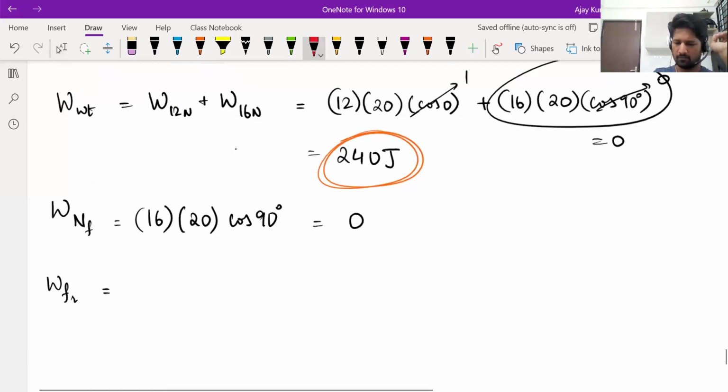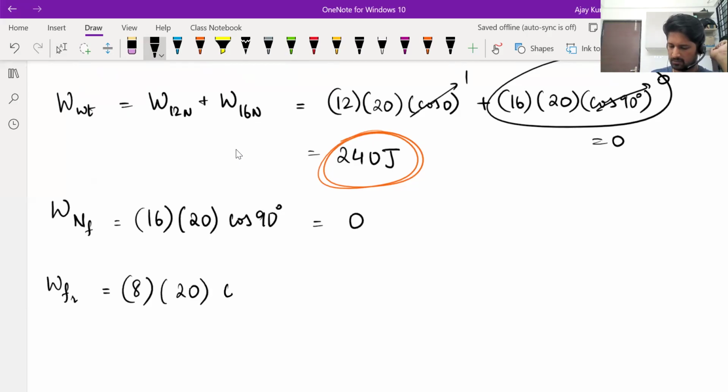Always the same 8 newton will be acting, because the angle of inclination is not changing and the coefficient of friction is not changing. Why should friction change? It won't. Displacement is 20 meters. Aishwarya, tell me, what is the angle between friction acting on the block and the displacement of the block? So 180. Okay, cos 180 becomes -1. The answer for work done by friction is -160 joules.